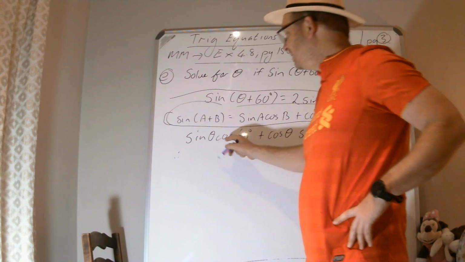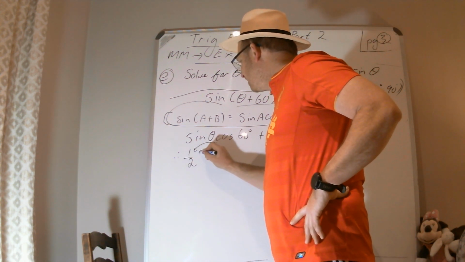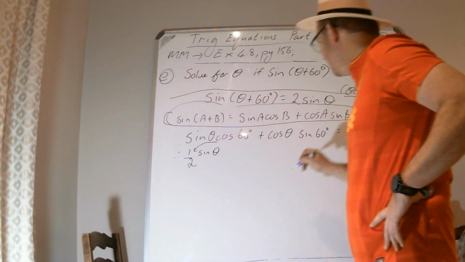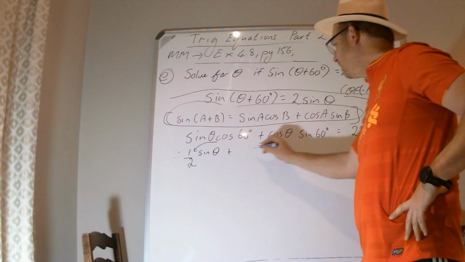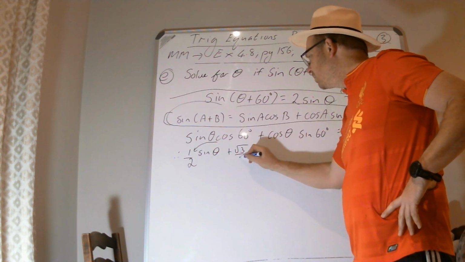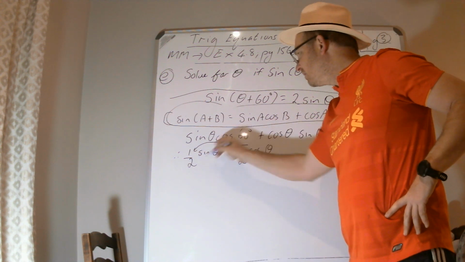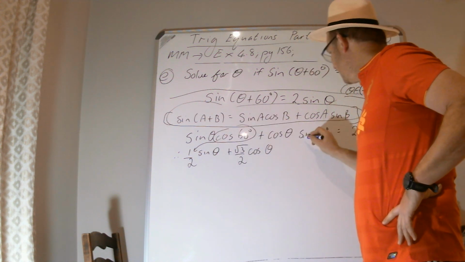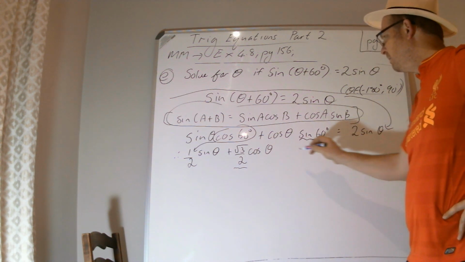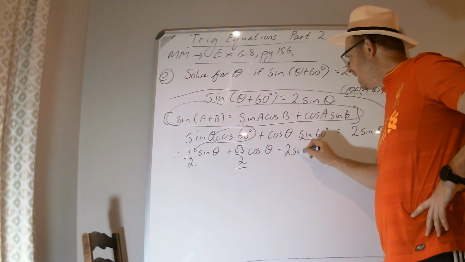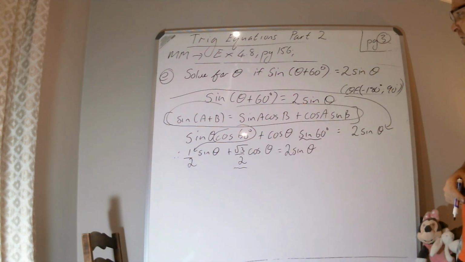Cos of 60 degrees is a half, so you get a half sine theta. Sine of 60 degrees is root 3 over 2, so plus root 3 over 2 cos theta. That half is cos 60, and that sine 60 is root 3 over 2. And that's all equal to 2 sine theta. Now the angles are the same, so I can add like terms.